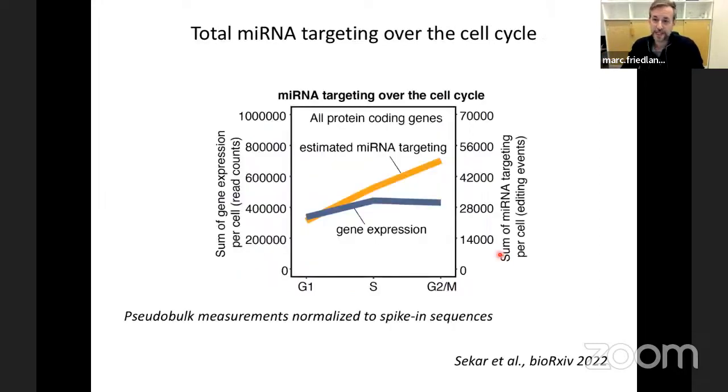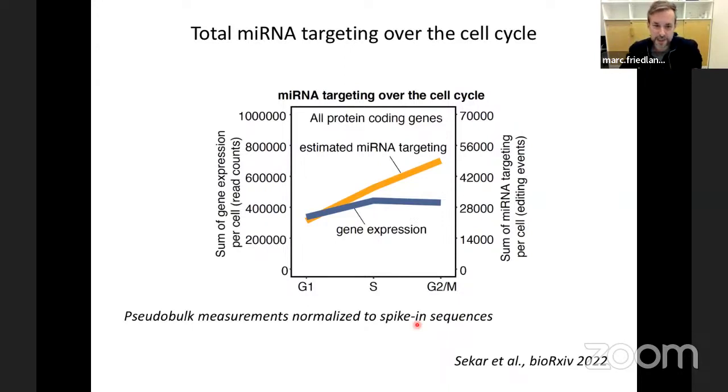And we next wanted to see how much RNA levels and microRNA targeting, as in total microRNA targeting, change over the cell cycle. And we could make this estimate because we normalized our pseudobulk measurements to spike-in sequences. So we put in artificial sequences in every cell and could use this to basically normalize and estimate absolute abundances.